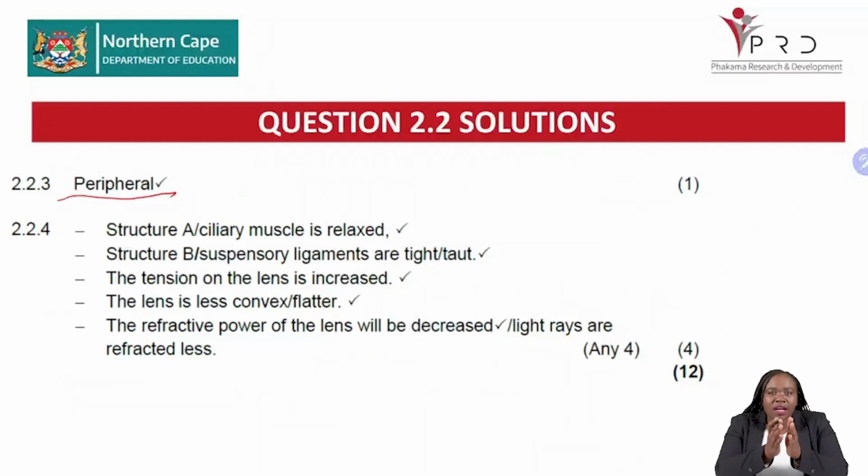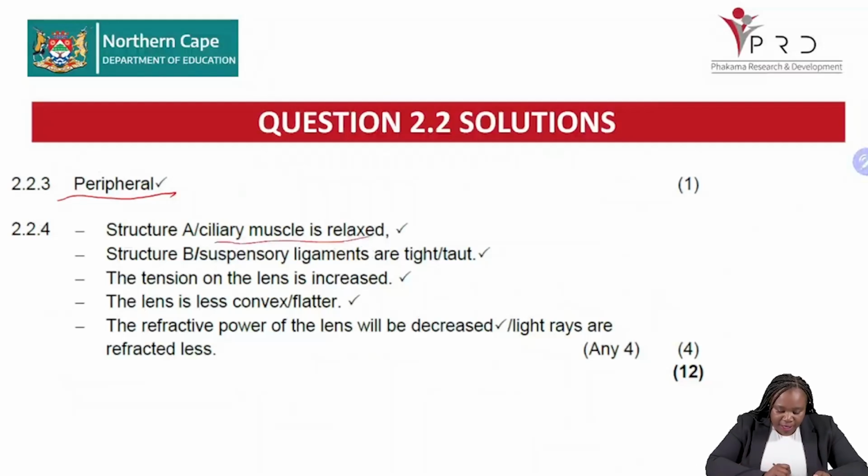Right. If the lens is less convex, it means that it's not big enough or it's not too big, therefore it does not bend the light rays more. The refraction will be less. The refractive power would decrease. Right. If the refractive power has decreased, it means that now the light rays will then be able to land on the retina. Right. Let's have a look at that.